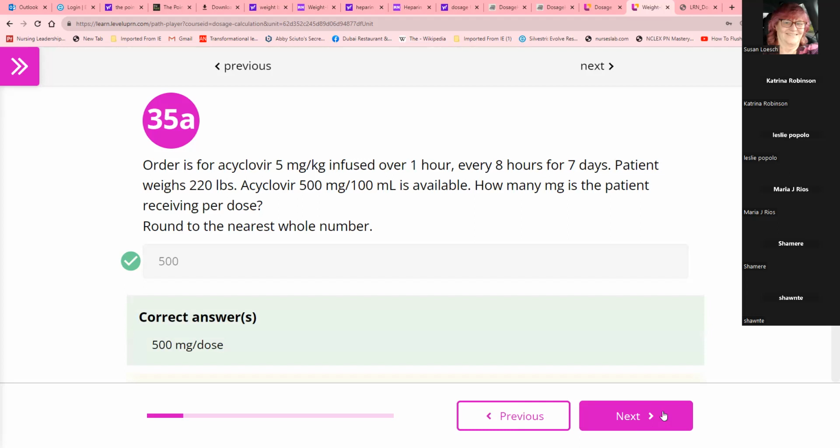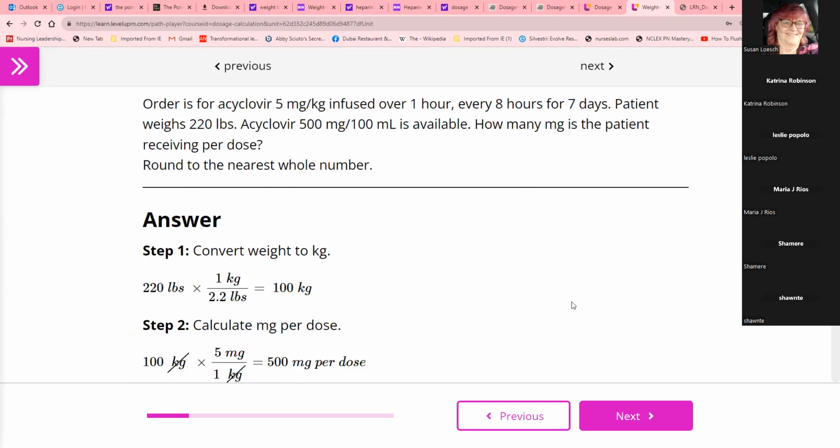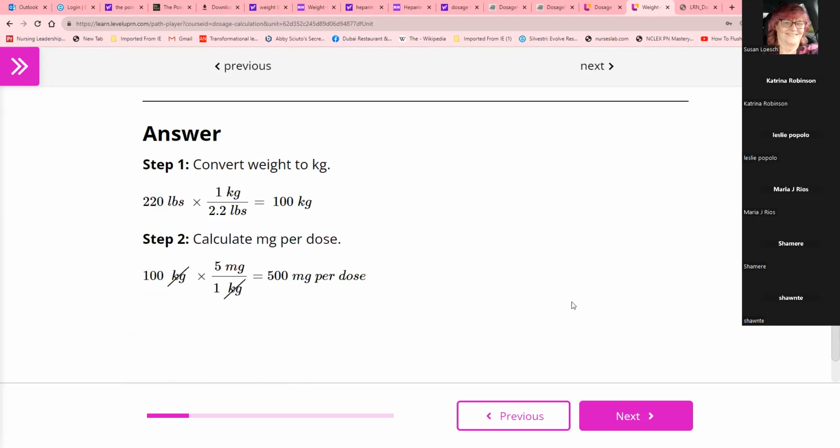So if you took the 500 and divided by 500 and multiplied it by 100, that would tell you mLs per hour. And what it's asking you for is milligrams per dose. So you really have to read. Okay, there's your steps right there.